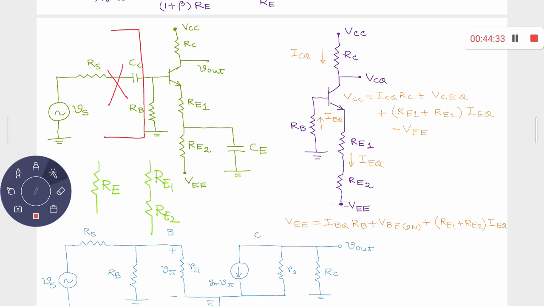If you once again take a look at the base side, you have one resistor which is connected to ground only. As of now, you have seen that from base there might be some connection through some resistor. Hopefully you have noticed this kind of circuit: VCC, RB, RC, the simplest one.